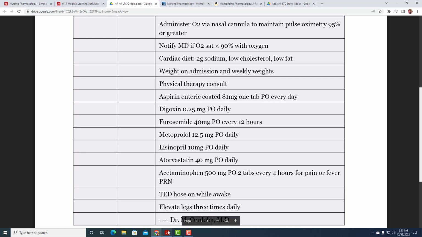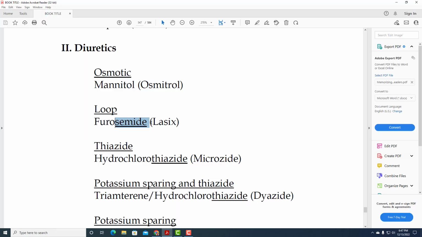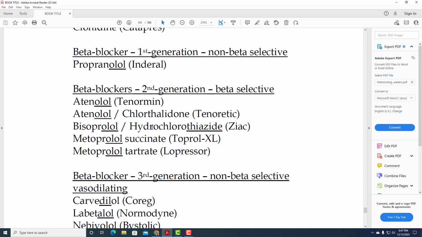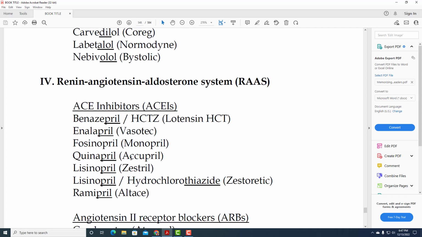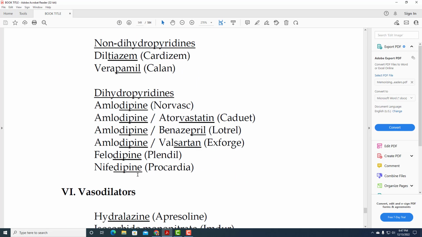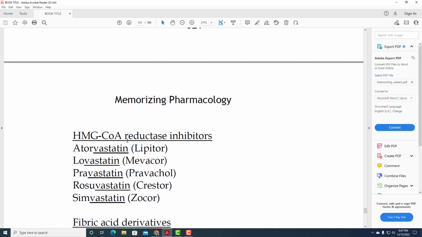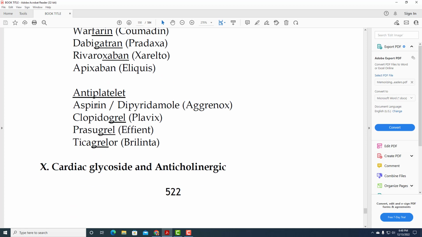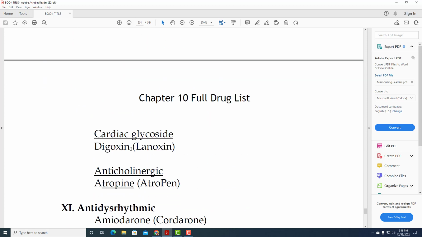I'll show you how it looks. So we see the semide part of the loop diuretic, and we see the alol here in metoprolol, and that's a second generation beta selective. And we see the pril in an ACE inhibitor. And then down here, the vastatin of an HMG-CoA reductase inhibitor, which is also Lipitor, the atorvastatin here. And then I think the antiplatelet was the aspirin, and then the cardiac glycoside is digoxin.